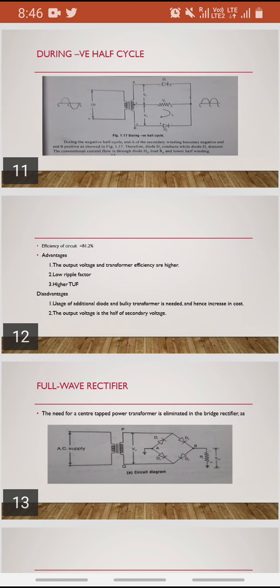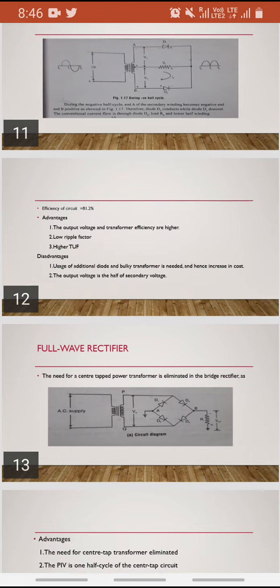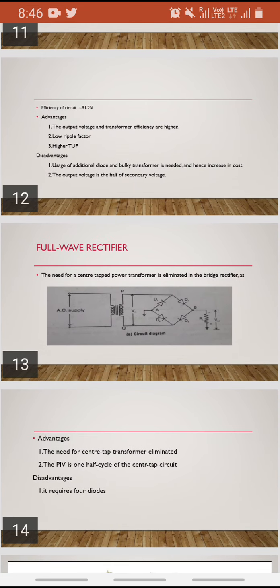Advantages: the output voltage and transformer efficiencies are higher, low ripple factor, higher TUF. Disadvantages: the output voltage is half of the secondary voltage.